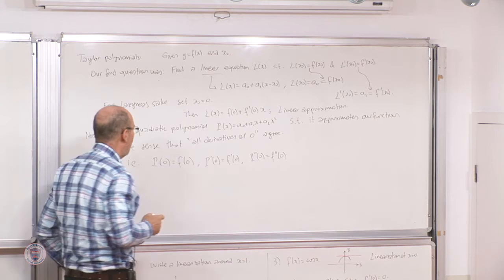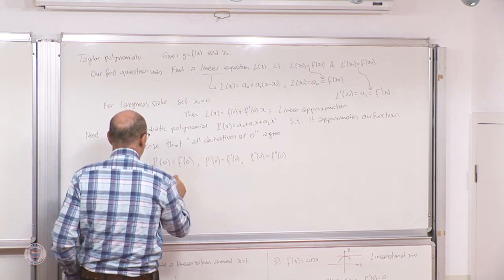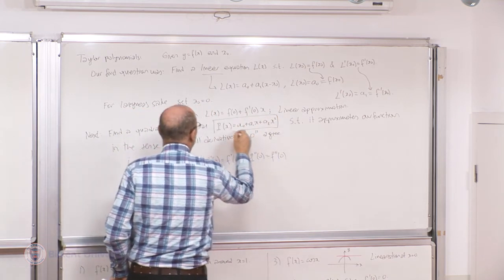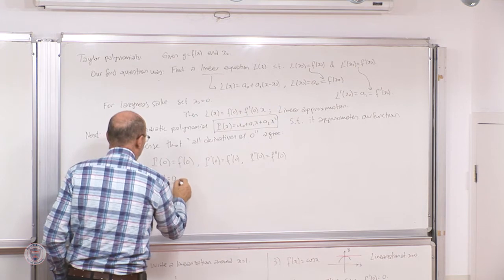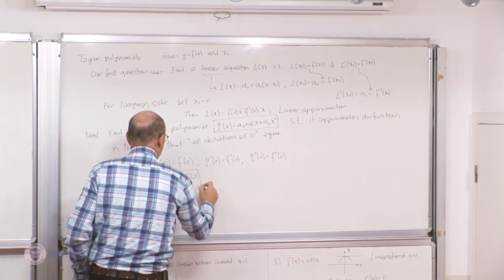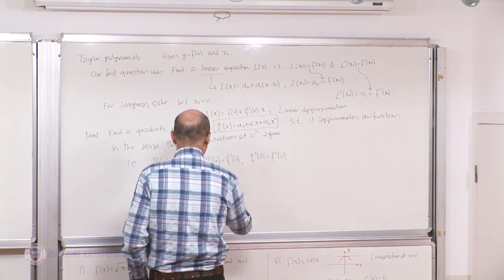So let us check what happens. This part tells us that P of 0 is a0. So let's put this in a box so that we can find it. This is a0. So a0 must be f of 0. Okay, so that one is okay. Let's look at the derivative.